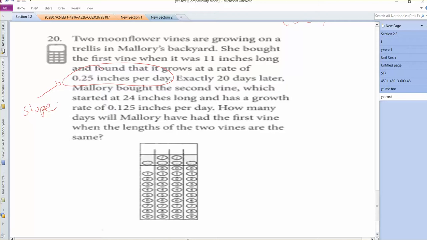20 days later, she bought a second one, started at 24 inches long and has a growth of 0.125 inches per day. Okay. How many days will Mallory have had the first vine when the lengths of the two vines are the same? So let's start with the first vine. Let's make an equation for that one.